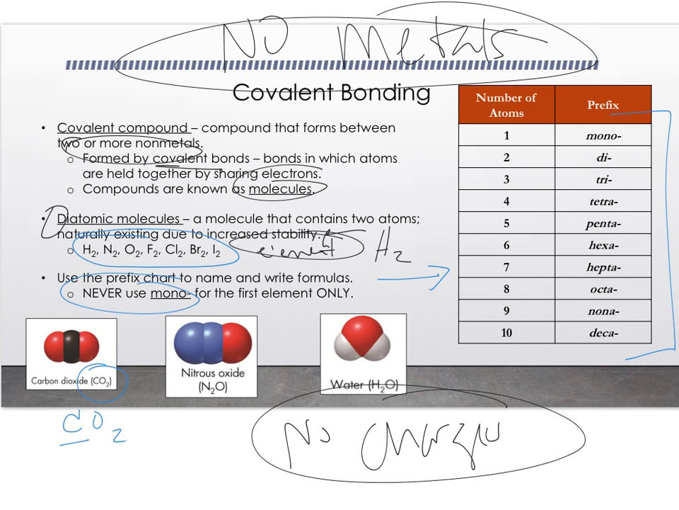So if we just remember these prefixes, where 1 is mono, 2 is di, 3 is tri, 4 is tetra, 5 is penta like a pentagon, 6 is hexa, 7 is hepta, 8 is octa, 9 is nona, 10 is deca. And you need to write this in your ISN, and we're going to be practicing naming and writing formulas for covalent compounds because it's all based on this prefix chart. The next unit, part 2 of this lecture, will be all about ionic compound naming.